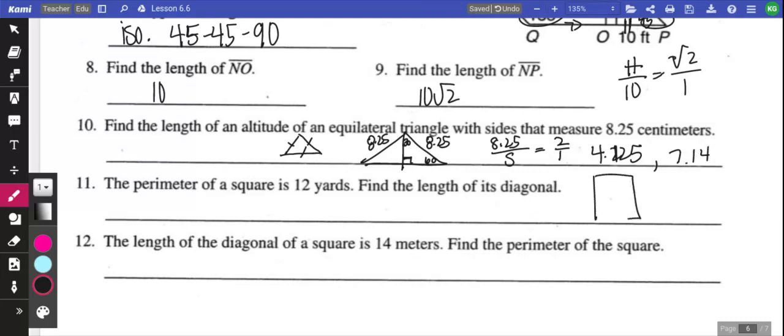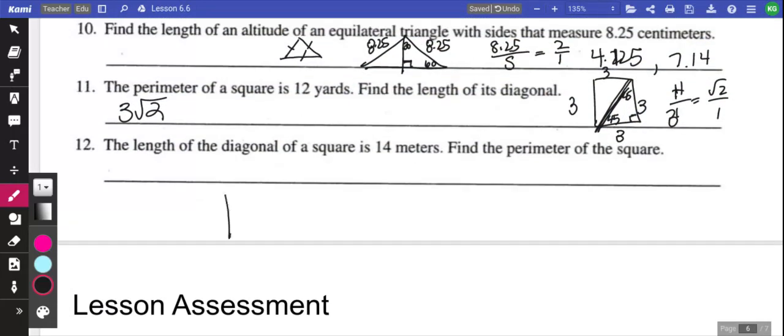The perimeter of a square is 12 yards, which means each side is 3. And since it's a square, that means these are 90-degree angles, which makes this a 45, 45, 90. And it wants the length of the diagonal. Well, we know that the hypotenuse over the leg is a square root of 2 over 1 ratio. And so this would give me 3 square root of 2.